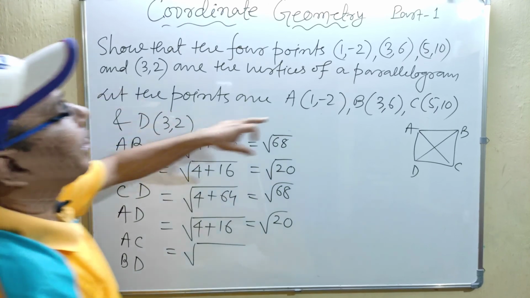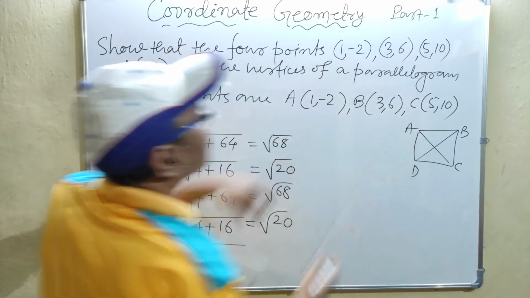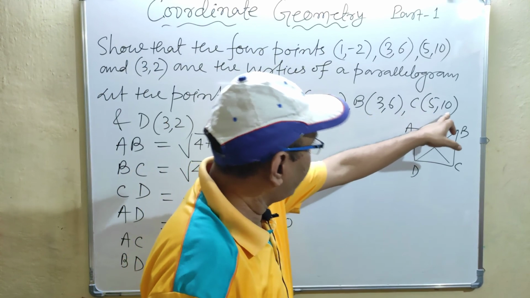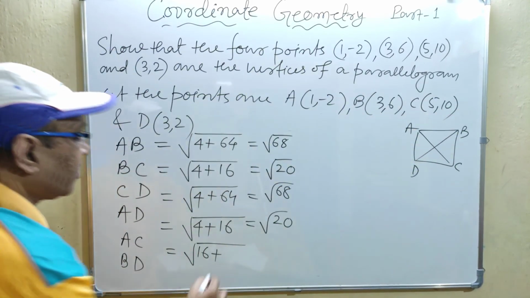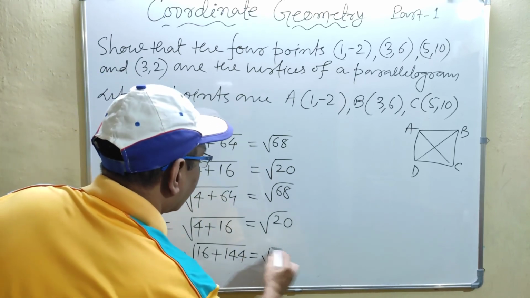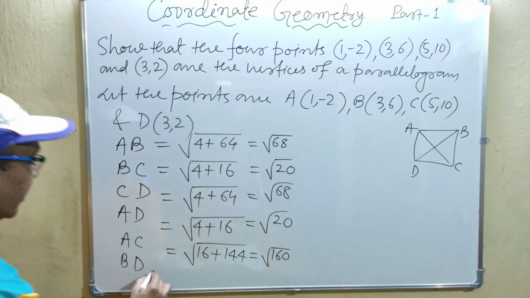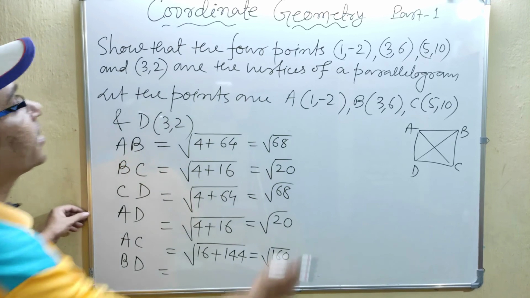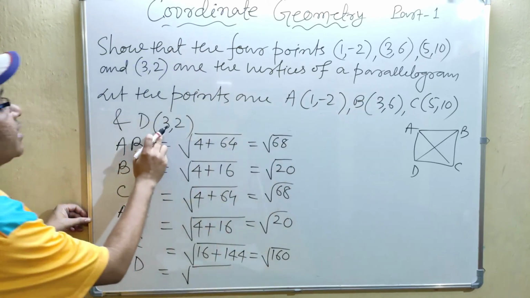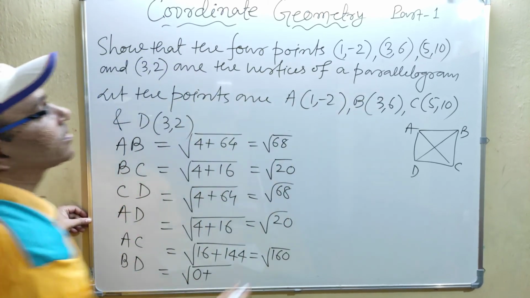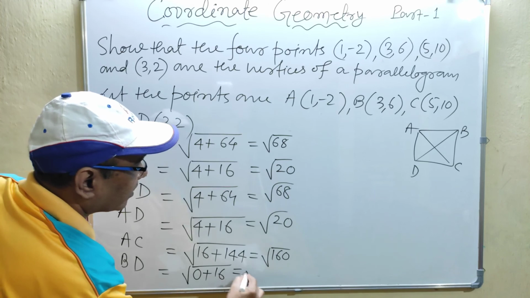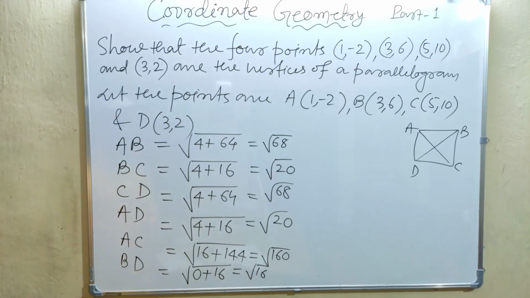AC: 1 minus 5 is minus 4, square, and minus 2 minus 10 is minus 12, its square is 144, so it becomes 16 plus 144, 160. And what will be BD? This is B, this is D. Same: 3 minus 3 is 0, x square, and 6 minus 2 is 4, y square, so this will be root 16. Okay.